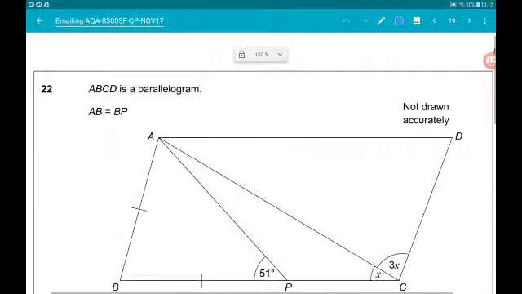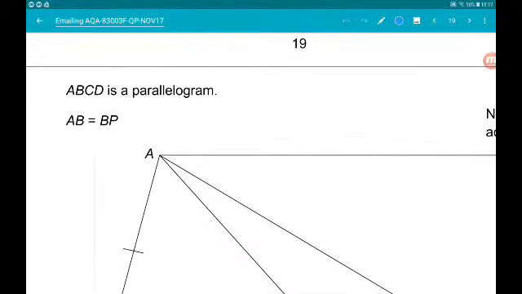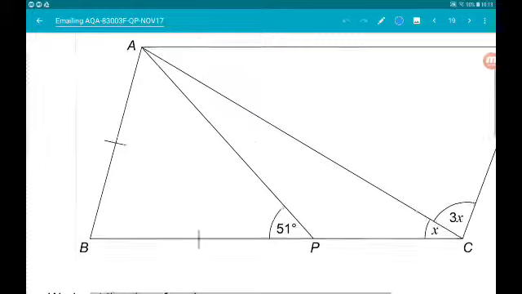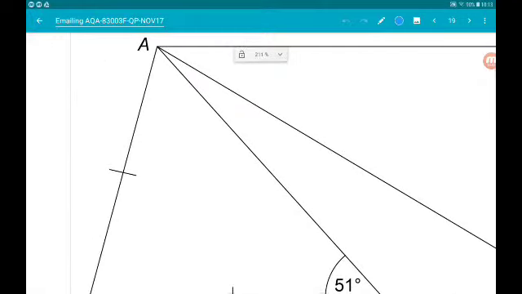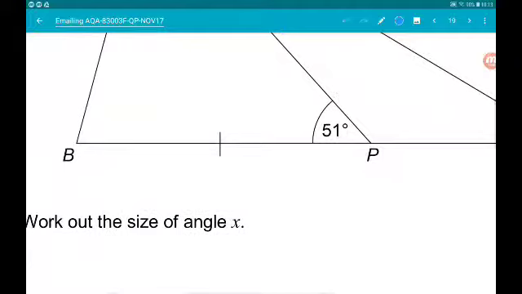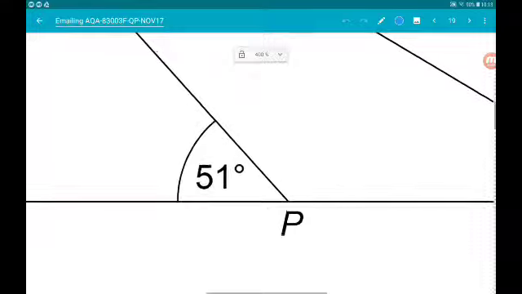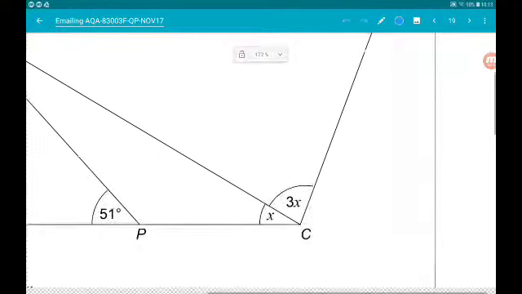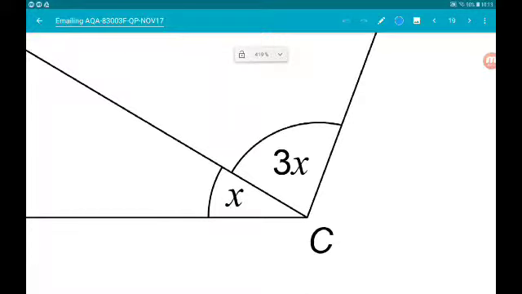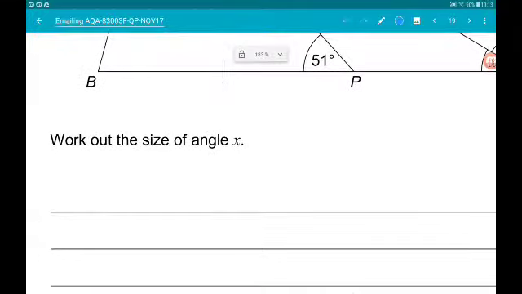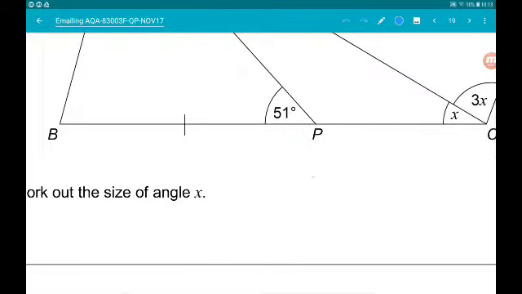Okay, 22. So, ABCD is a parallelogram, AB is equal to BP. So, AB is this line over here, BP is this bit of line along the bottom. The dashes represent the fact that they are the same length. So we got an angle here, 51, we got an angle down here, 3x and x, and we want to work out the size of angle x.